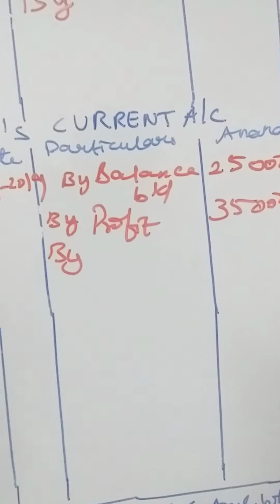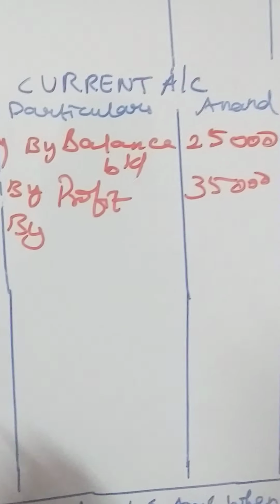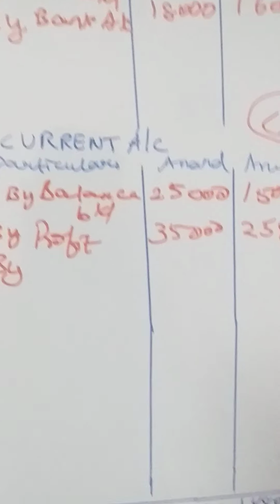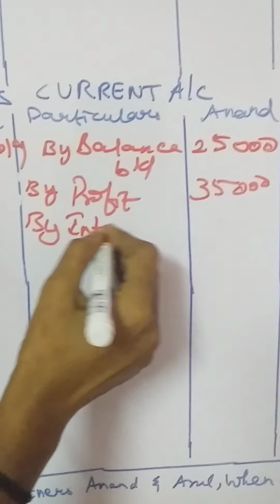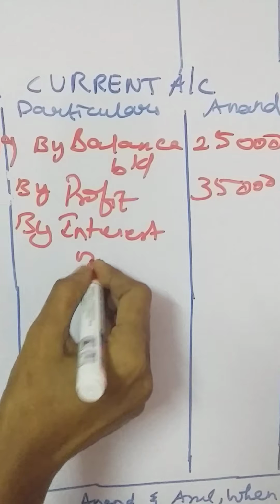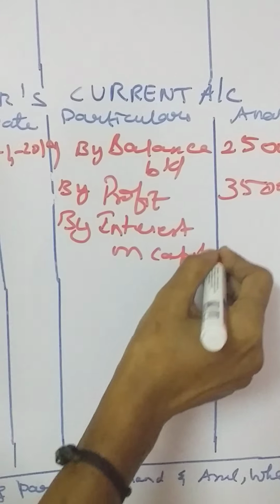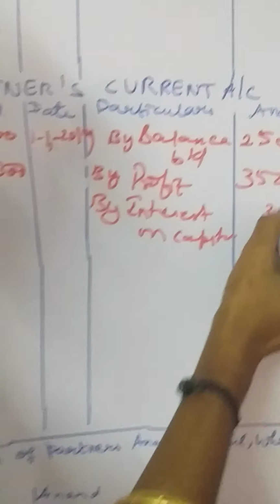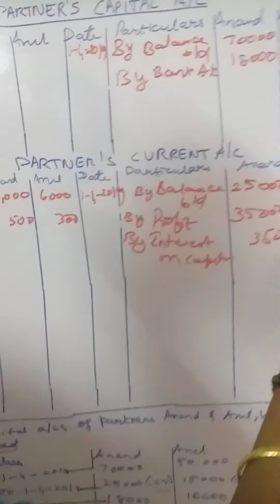Then next is interest on capital. That too, it is an income for Anand, since Anand has invested 25,000, he gets the interest out of his business. Since it is an income, income should be credited. So, by interest on capital, amount is 3,500. Next amount is 2,500.